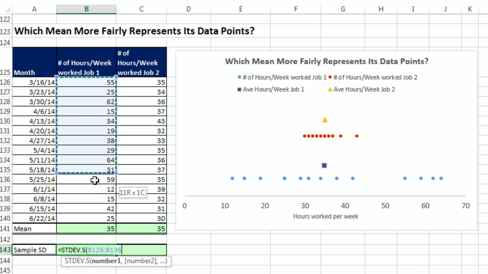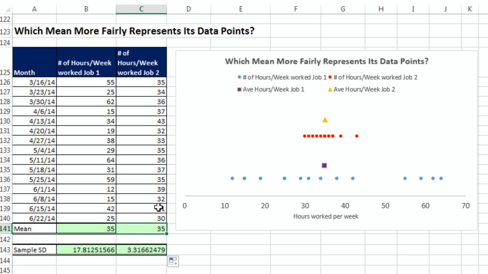STDEV.S. Relative cell references. Control Enter. And copy it over. So see here we have an average of 35 hours worked per week. But for this job, look at that. 17.8 hours of standard deviation. That means the average deviation was about 17. Here, the average deviation was about 3. So 35 more fairly represents its data points. With our measure, standard deviation, or our visual over here.